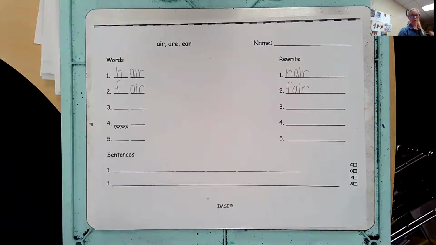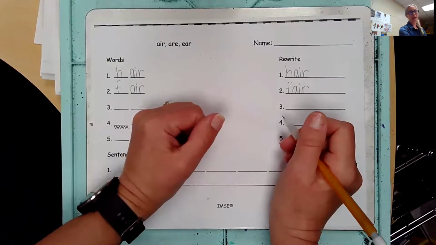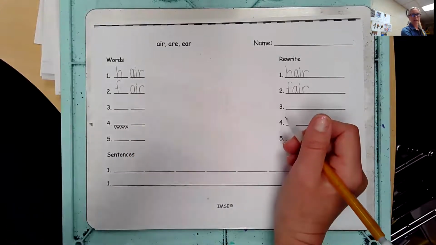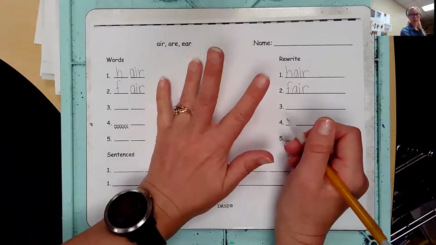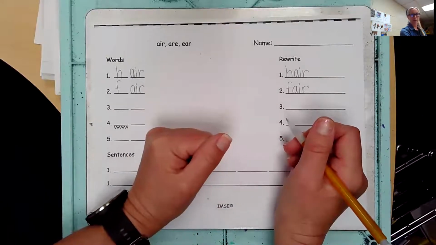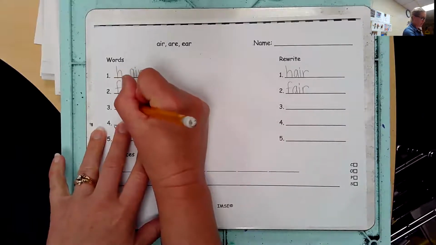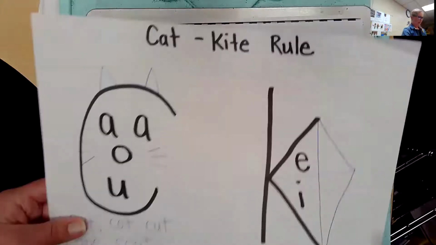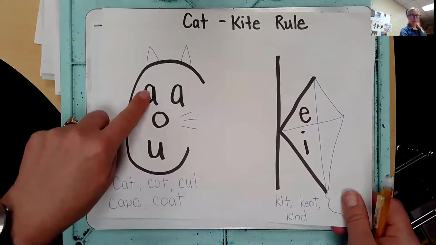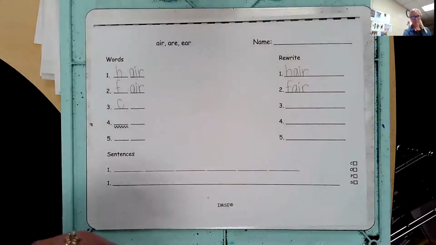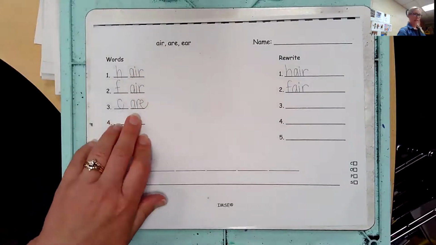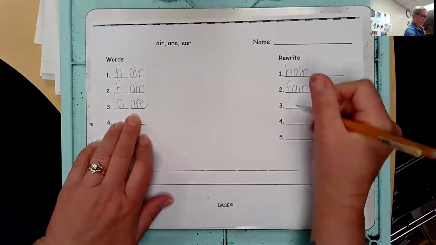All right, number 3. Here we go. The word is care. I care about each of you. Care. Ready? Care. Tap it. Air. Care. Now, this starts with a C, and again, C is the most common way to get that sound. And if we go to our cat-kite rule, the next letter is an A, so we have to use a C. Here we go. Care. That one has the E-A-R pattern. Go ahead and slide it over.